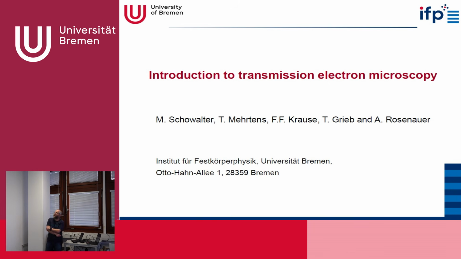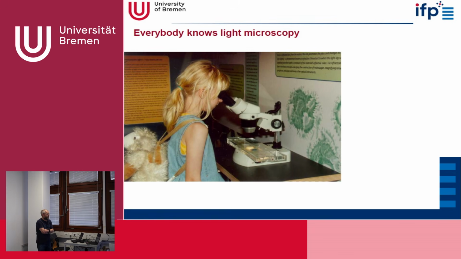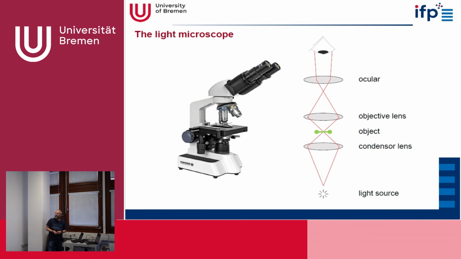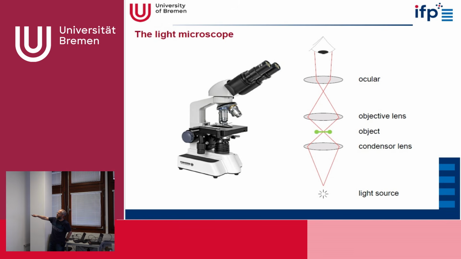Okay, I guess everybody knows light microscopy, right? I hope so, at least. And light microscopy is basically a good way to explain how electron microscopy works. In light microscopy, we have a light source, and we collect the light using a condenser lens and focus it onto our object. Then we create a magnified image of this object using the objective lens, and we can observe this image using the ocular, for example.